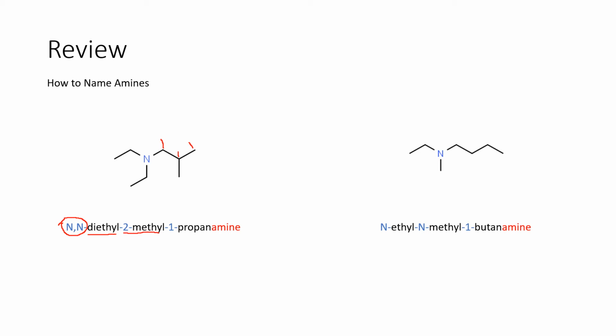Now on the second example, you find your parent chain, which is a 4-carbon chain, 1, 2, 3, and 4. Then you name your other chains attached to the nitrogen. In this case, you have 2, which is an ethyl and a methyl, and you want to name them in alphabetical order. So you start with your ethyl, N-ethyl, then N-methyl, then 1-butanamine.